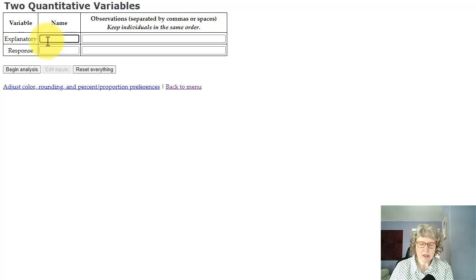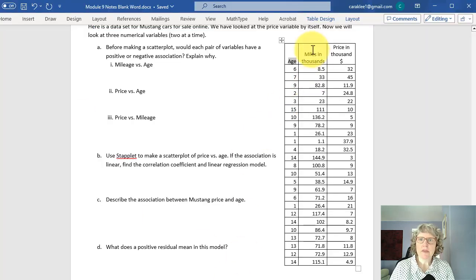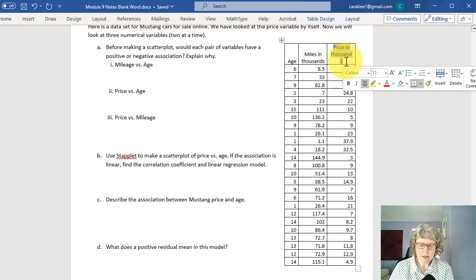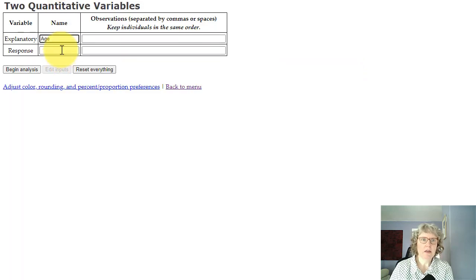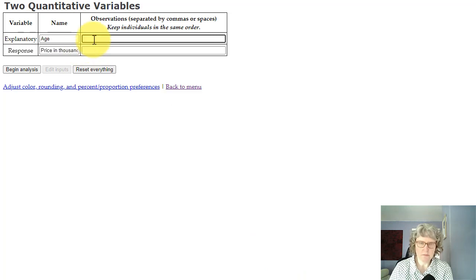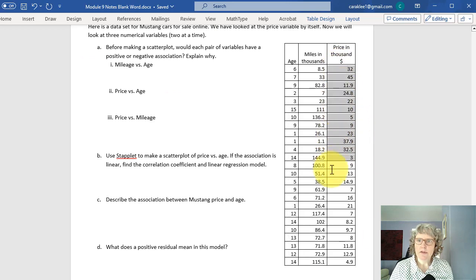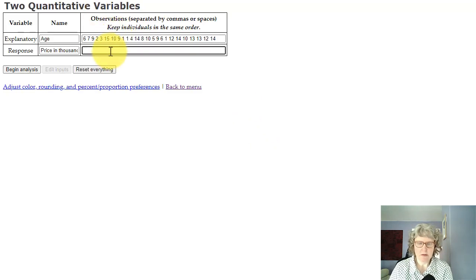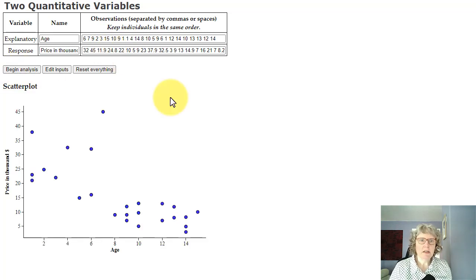So the explanatory is age, and the response is going to be price in thousands of dollars. Okay, so then I'm going to copy my whole age, just the age column. If your data is in a spreadsheet, it works really well. Or if it's in my OpenMath, that works really well. Okay, copy my prices over. Great, and then I'll hit begin analysis.